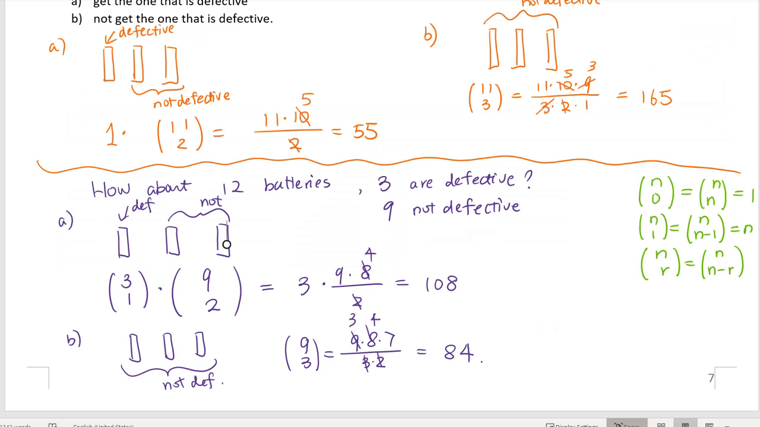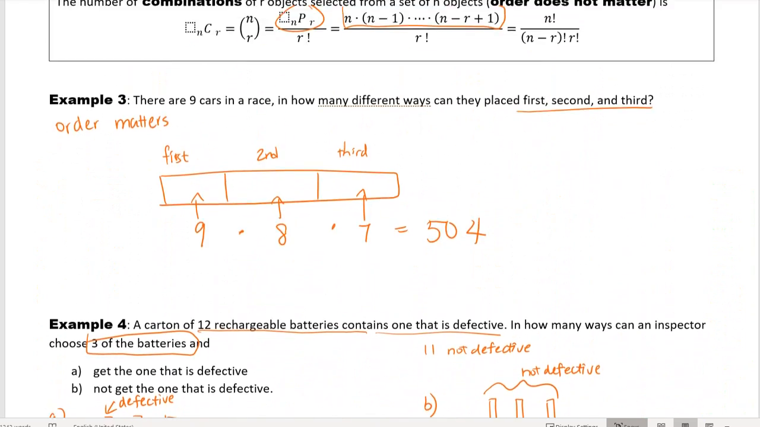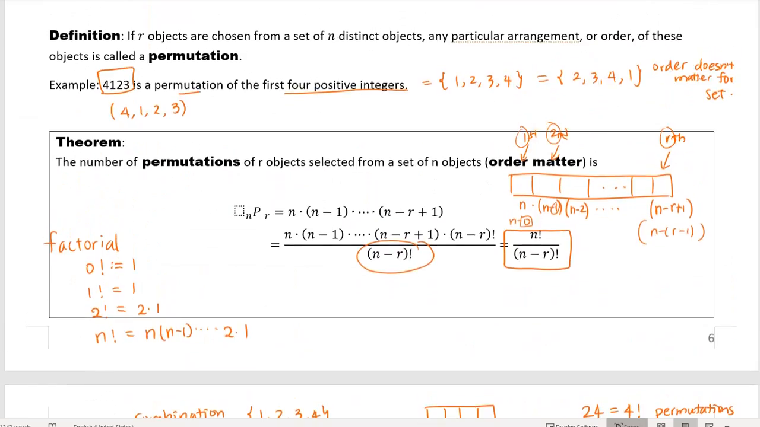84. Okay, so this is part B. Do you have the same answers? Okay, so let's do more exercise. Let's go back to our previous example.